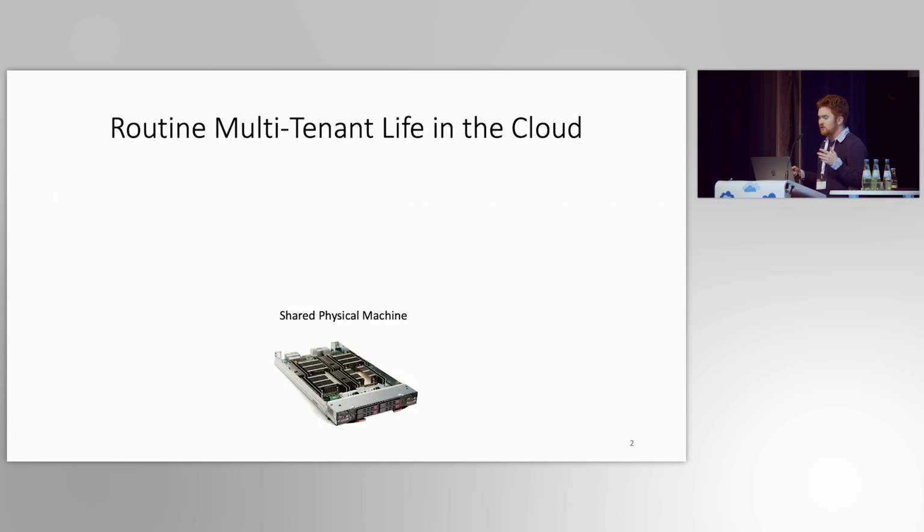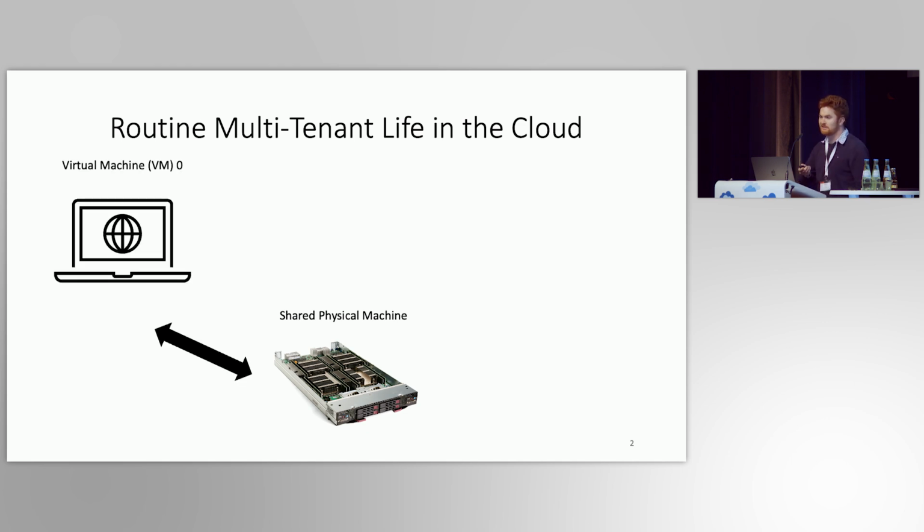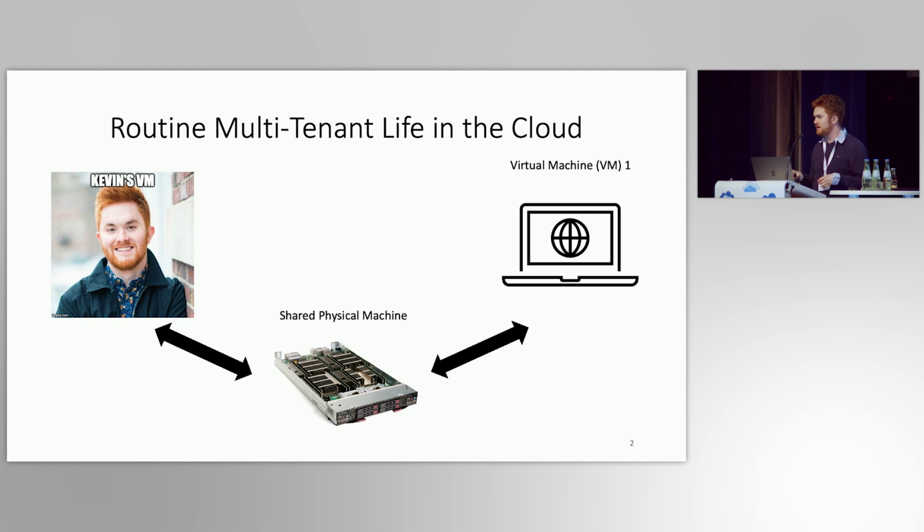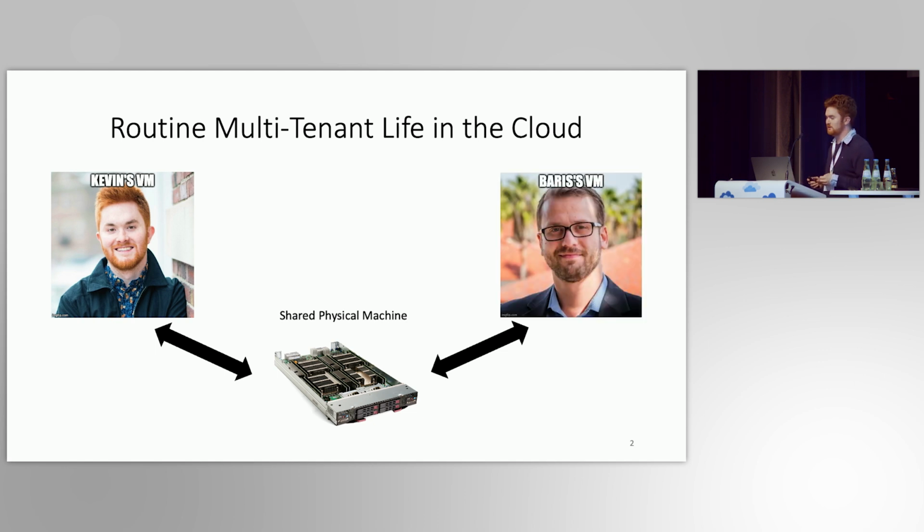So inter-VM Rowhammer, to understand that, we first need to understand just life in the cloud amongst these different VMs. Routine multi-tenant life in the cloud is such that we have a shared physical machine, and atop that physical machine, we have a couple of virtual machines. We'll call them 0 and 1, but for a little more fun and concreteness in this talk, we'll call them Kevin's virtual machine, my own, and my advisor Baris's virtual machine.